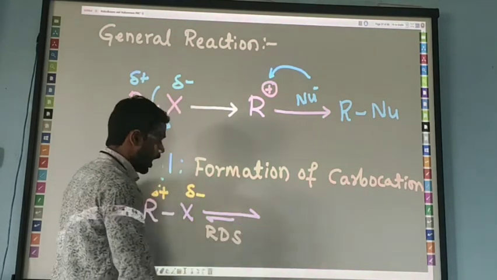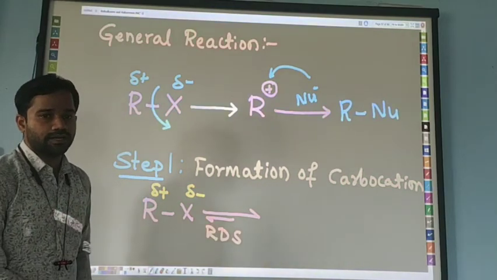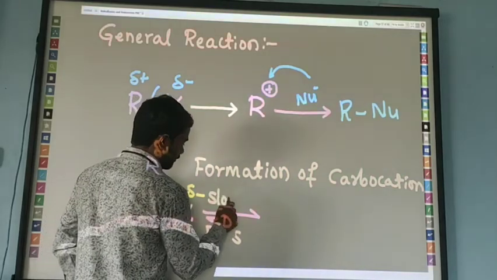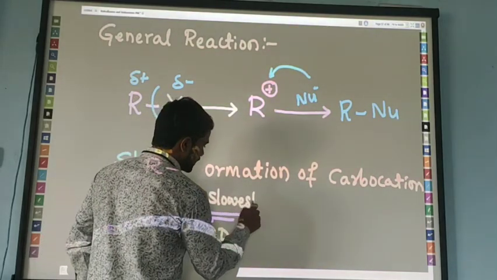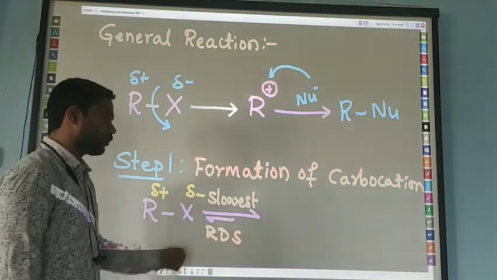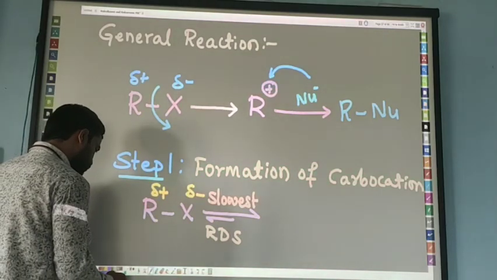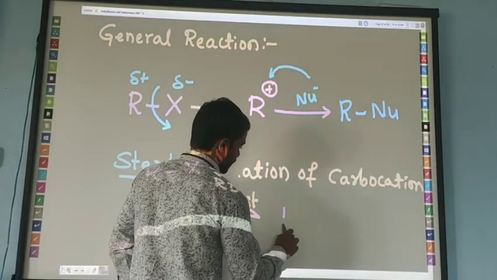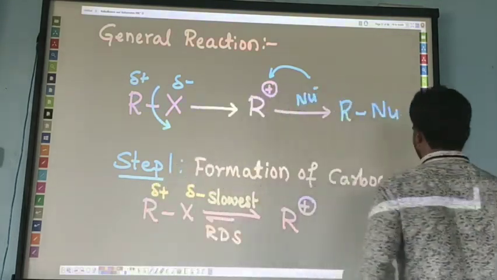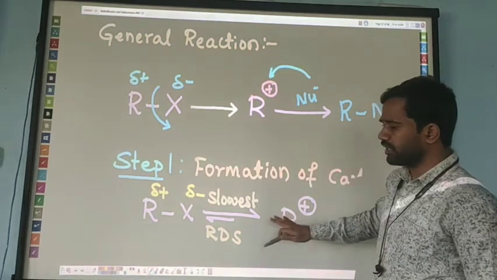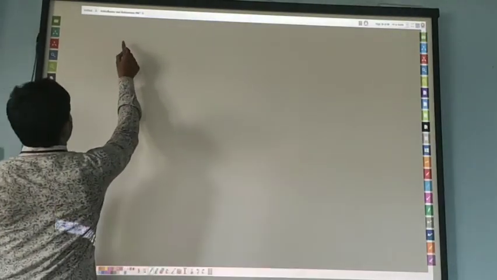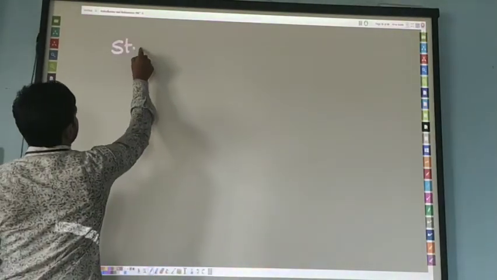What do you mean by RDS? RDS means rate determining step. And why is it a rate determining step? Because it is the slowest step. We already know that the slowest step is considered the rate determining step. What is the product here? In the first step, we are going to generate the carbocation. Okay, let's see the second step. Step number 2.